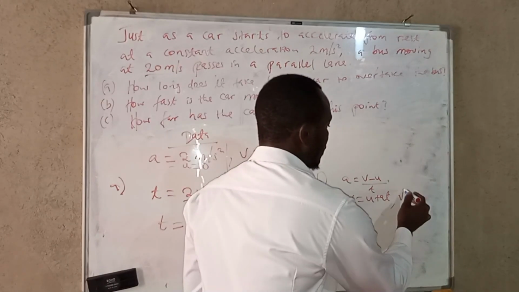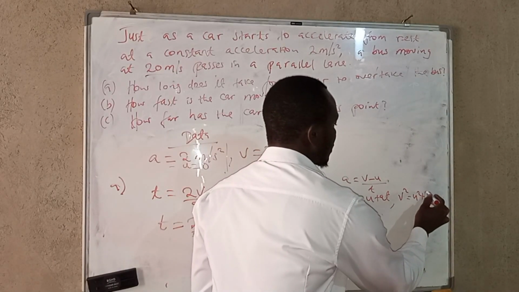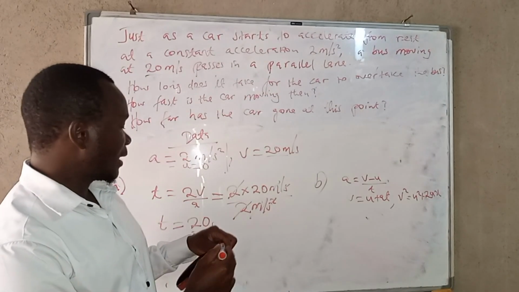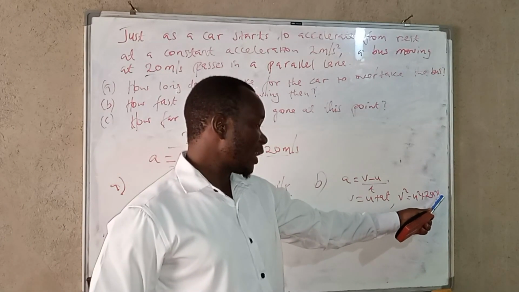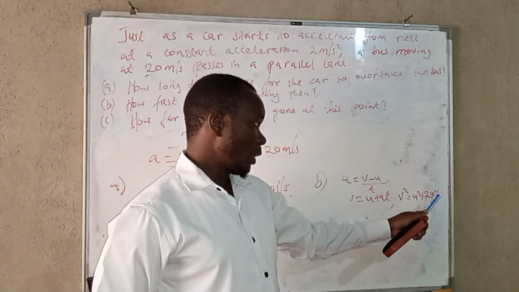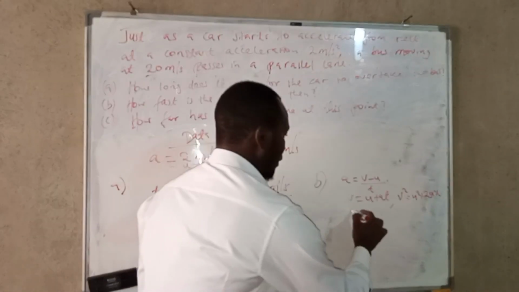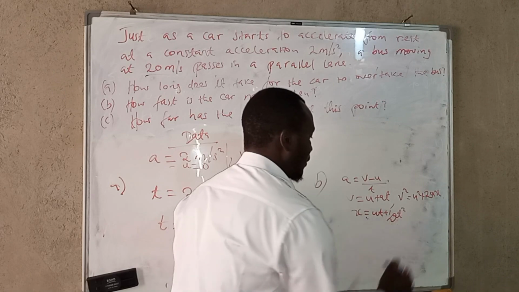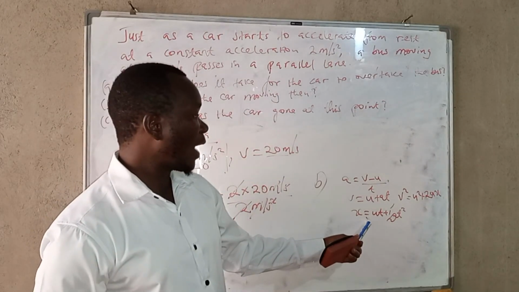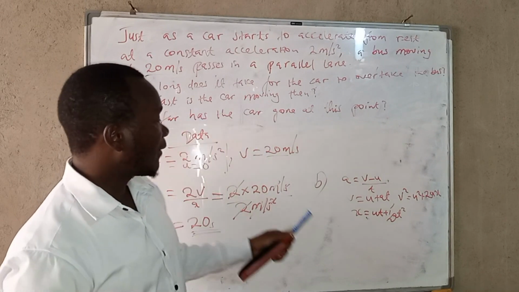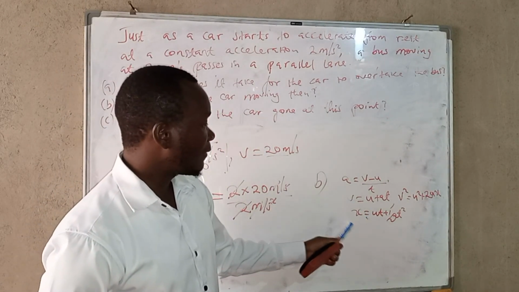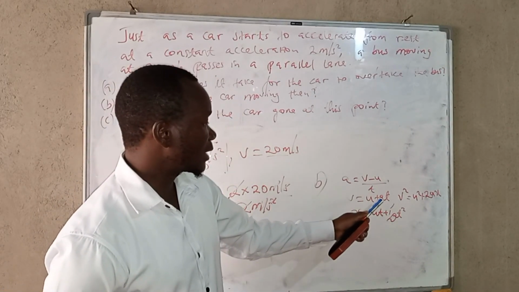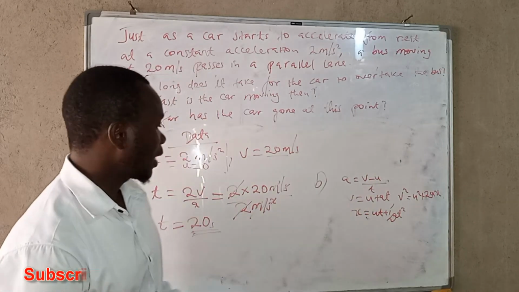Then we have v squared is equal to u squared plus 2ax. But depending on the information that we have, we do not have x yet, so we cannot use this equation. Then we have x is equal to ut plus half at squared. Here we want how fast, so we do not have velocity, so we cannot use this one. So we can just use this or this.